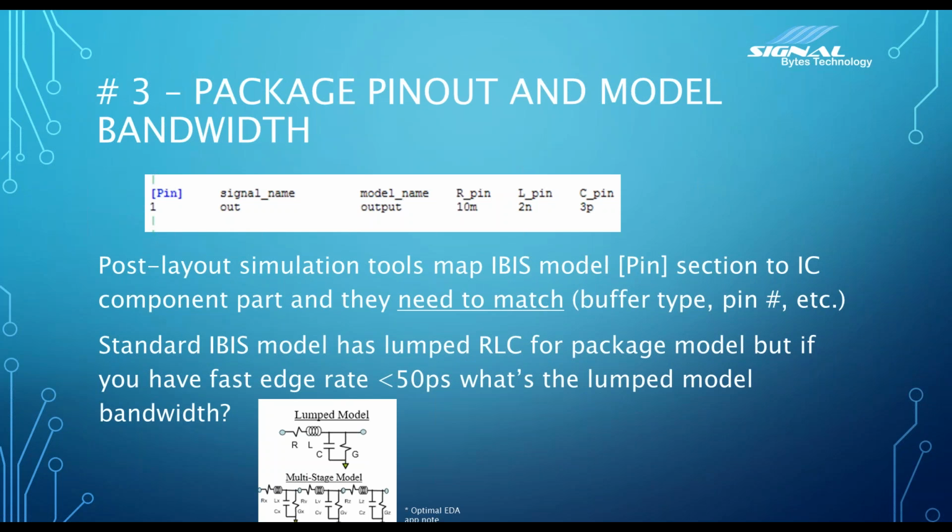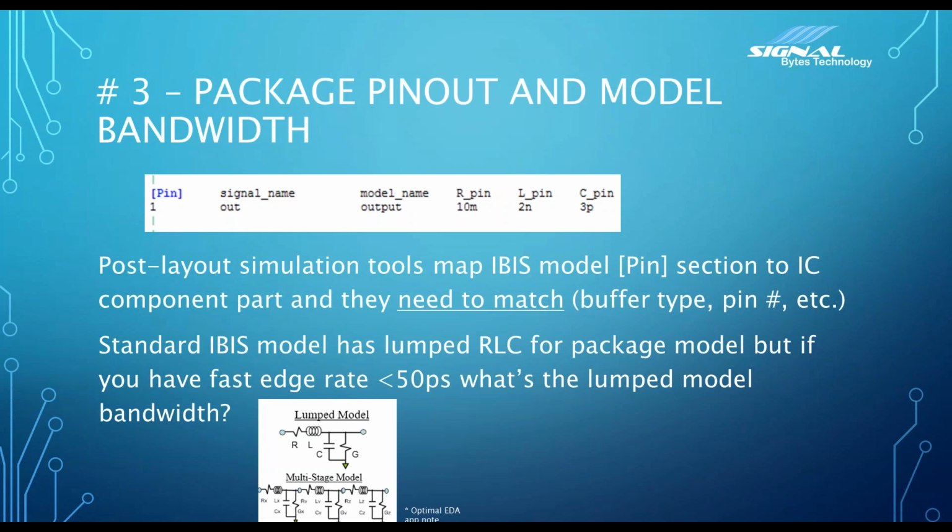So I've got a little image I stole from an Optimal EDA app note. What this is doing is going over basic transmission line theory of a lumped RLC element and talking about how, based on your edge rate, as your edge rates get faster and faster, you need more stages, or you need to increase the bandwidth of your model, okay? And so, for example, what I see in some fast interfaces like a DDR3 2133 or a DDR4 3200 is that a simple lumped RLC model isn't always adequate, doesn't have enough bandwidth depending on the edge rate, okay?